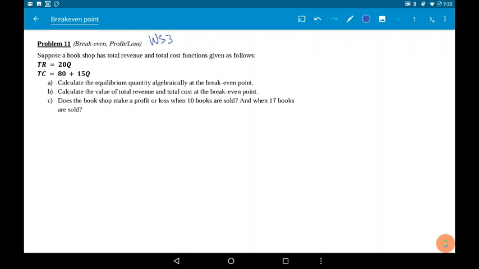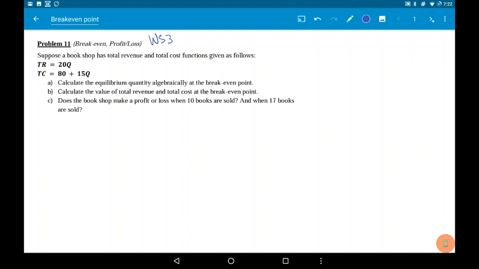A. Calculate the equilibrium quantity algebraically at the break-even point. Calculate the value of total revenue and total cost at the break-even point. Does the bookshop make a profit or loss?